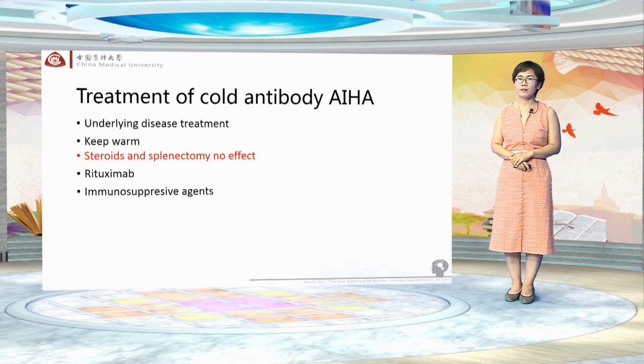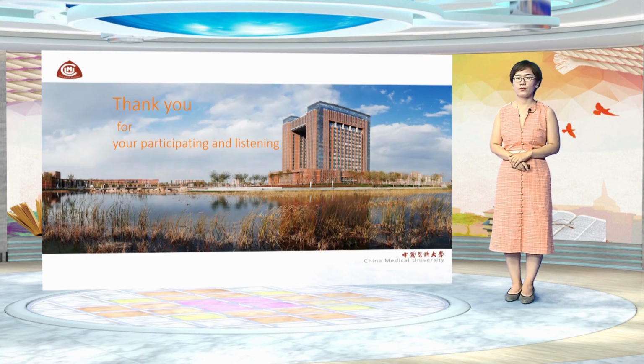Treatment of cold antibody autoimmune hemolytic anemia includes treatment of the underlying disease and keeping warm. Steroids have no effect. Rituximab and immunosuppressive agents may be helpful.